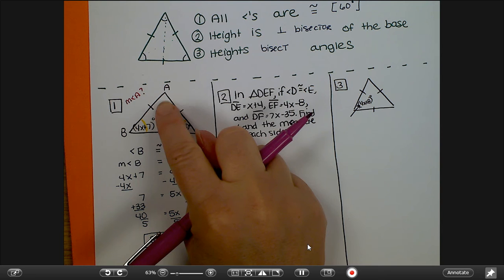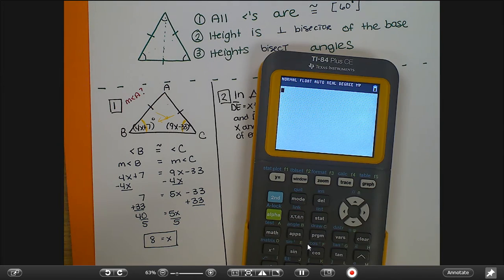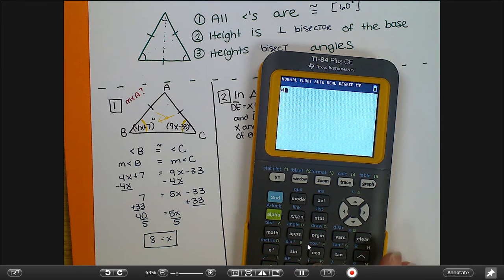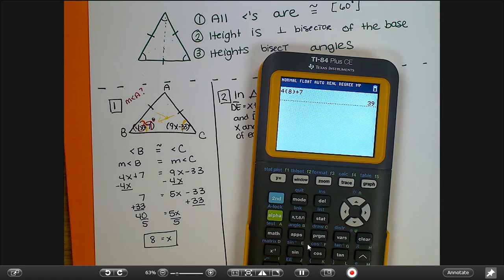Well, A has nothing in it right now, so we're going to need to apply stuff we've known from before to this problem. I'm going to pull out the calculator just for ease. We know x is 8, so in order to find the measure of angle B, we need to substitute 8 for x. So hopefully you can see what I did there. And that angle is now 39 degrees.